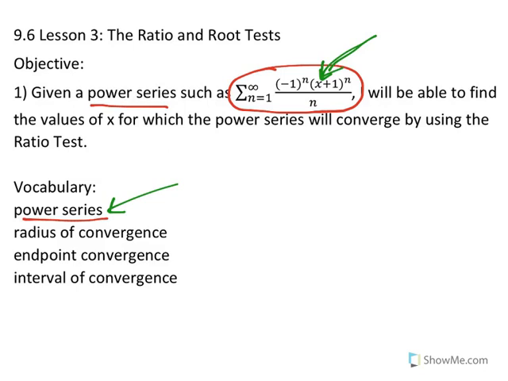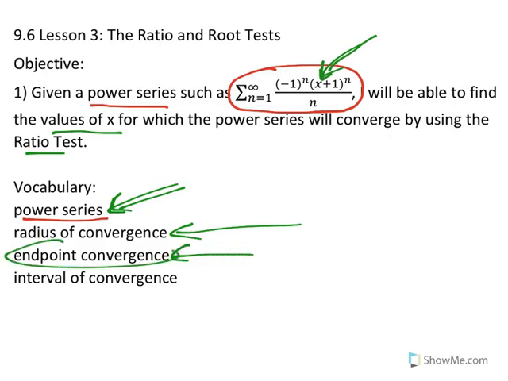Given such a power series, you will be able to find the values of x. So for what constant x will the power series converge? And we will determine that by using something that we've learned about, the ratio test. Now when we look at the lesson on power series later, we will also be considering vocabulary such as radius of convergence and endpoint convergence, but we will save this particular vocabulary for later.